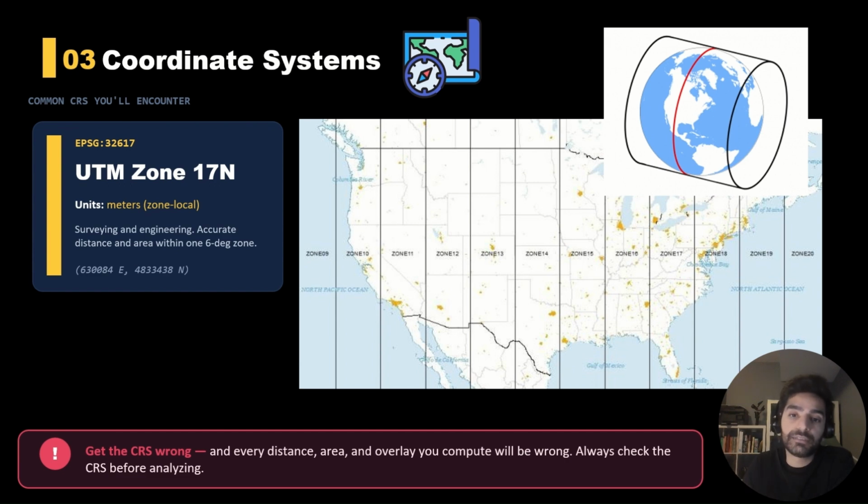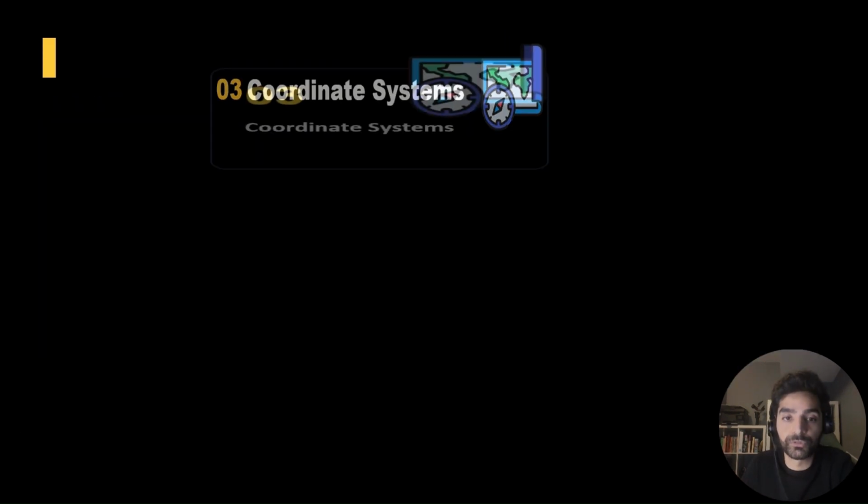The key idea is that UTM divides the world into multiple zones, and within a zone, distortion is controlled and measurements are more accurate. So if you're doing engineering work, infrastructure analysis, or local planning, a suitable projected coordinate system such as UTM is often much better than raw latitude and longitude. And we always have to check coordinate systems before doing our analysis.